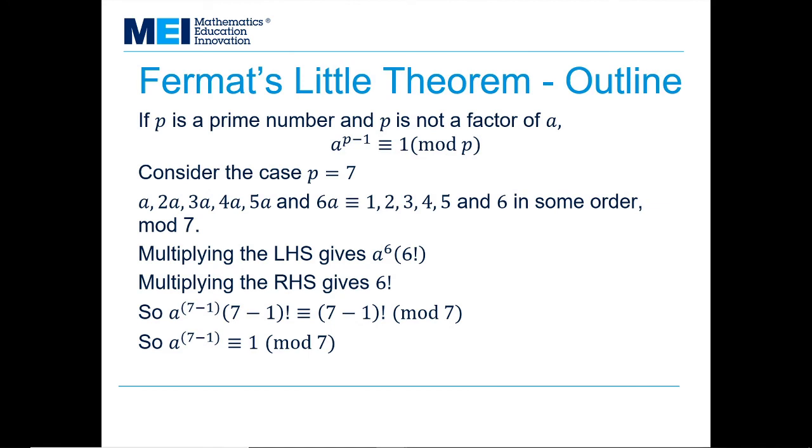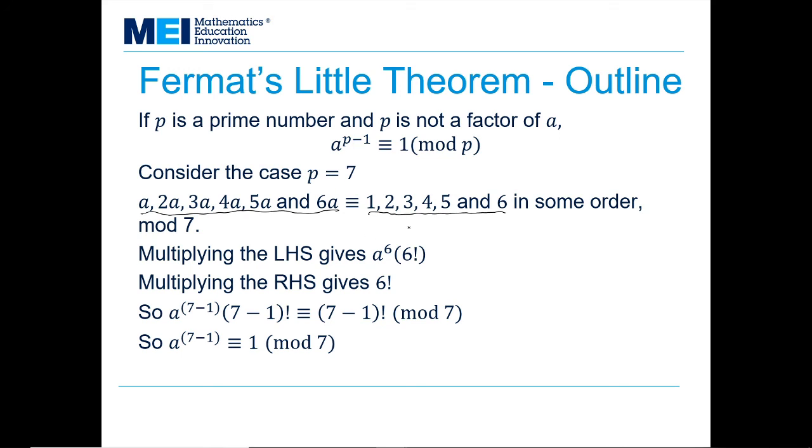Let's see that a little bit more neatly. So considering the case p equals 7, a, 2a, 3a, 4a, 5a and 6a is the same as 1, 2, 3, 4, 5 and 6 in some order mod 7. Multiplying together all of these gives me a to the 6 times 6 factorial. Multiplying together all of these just gives me 6 factorial. So a to the 7 minus 1 times 7 minus 1 factorial is congruent to 7 minus 1 factorial mod 7. So a to the 7 minus 1 is congruent to 1 mod 7.